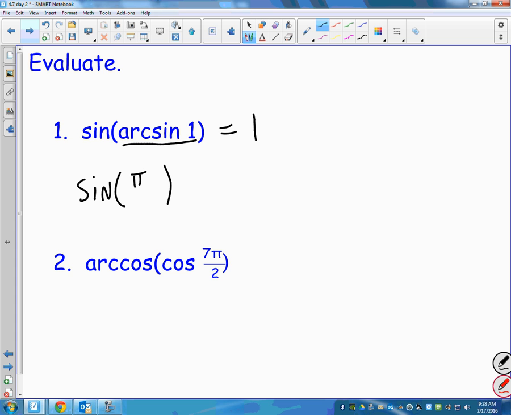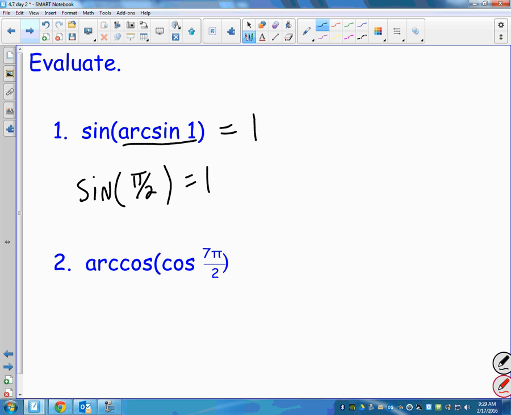Pi halves. And then you do the outside function. What is the sine of pi halves? 1, right? So you just canceled each other out, which is why you get 1, whether you know the rule or you don't know the rule. What happens on every test is people get really excited about this rule, and then they want to do that every time. So like on number 2, people give me an answer of 7 pi halves.